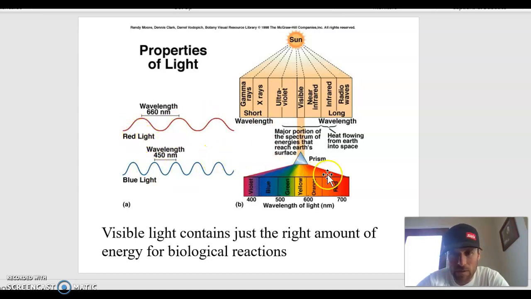Now, if we zoom into the visible spectrum here, we can see the wavelength of blue light is shorter than the wavelength of red light. And that's going to be important for how plants use this light to create food for themselves. So the energy to power this chemical reaction, it all comes from the sun and primarily from the visible spectrum, as we're going to see here in a moment.